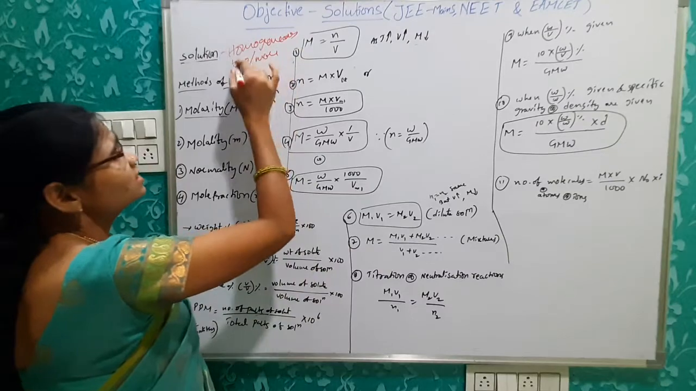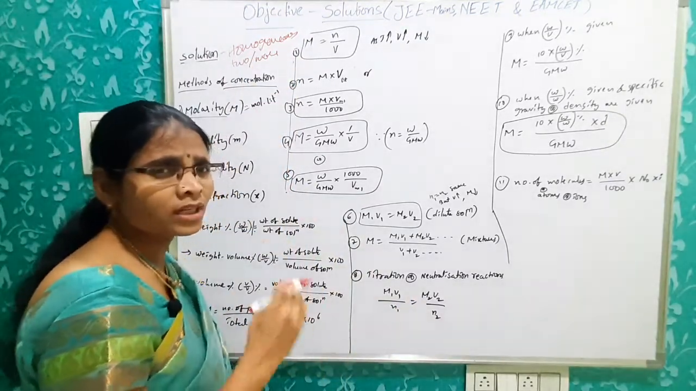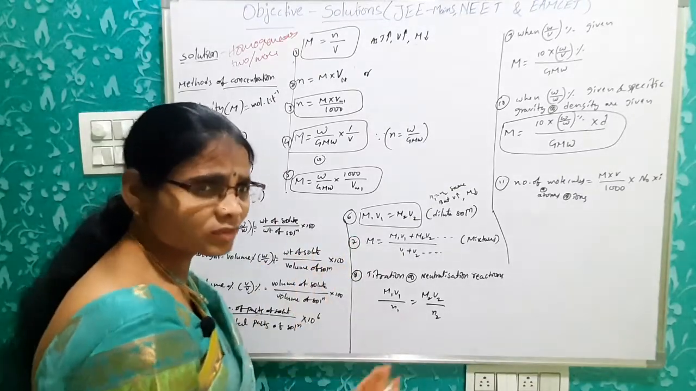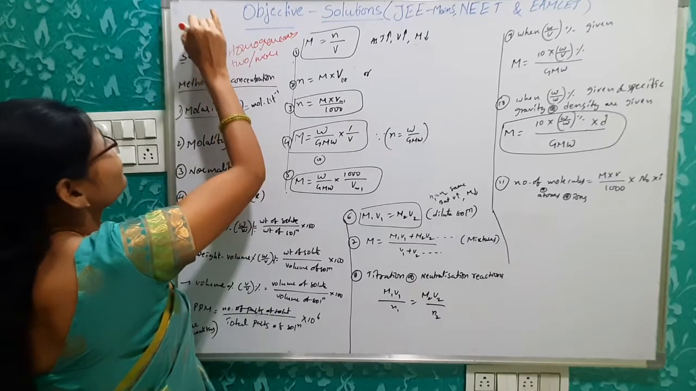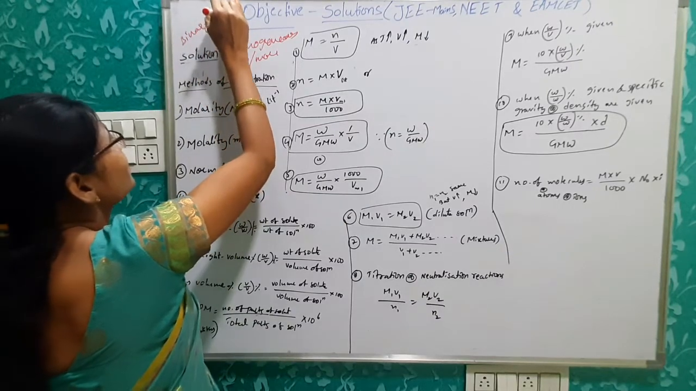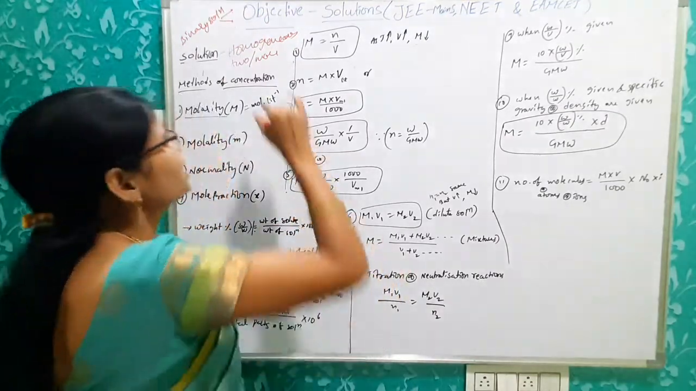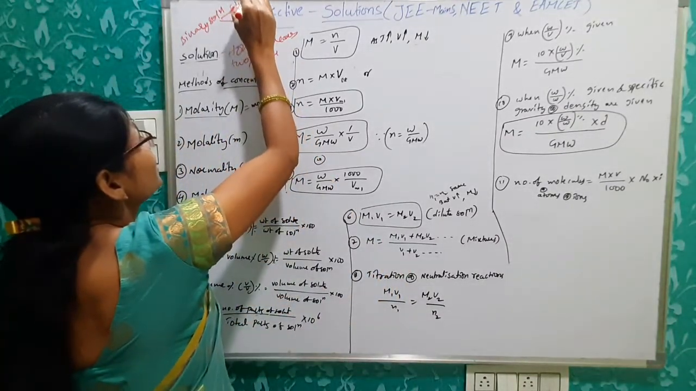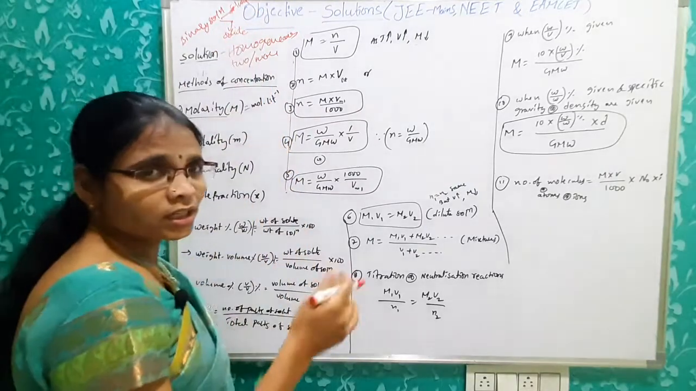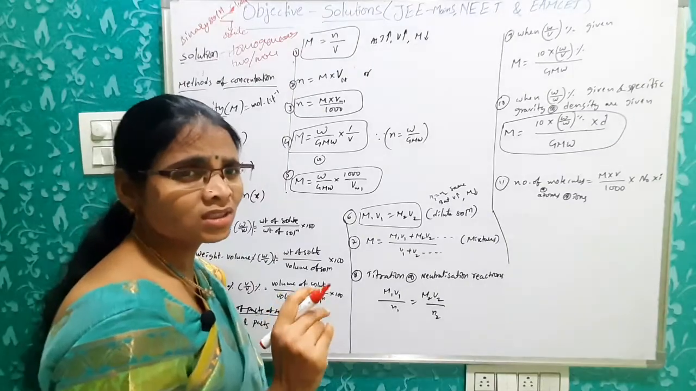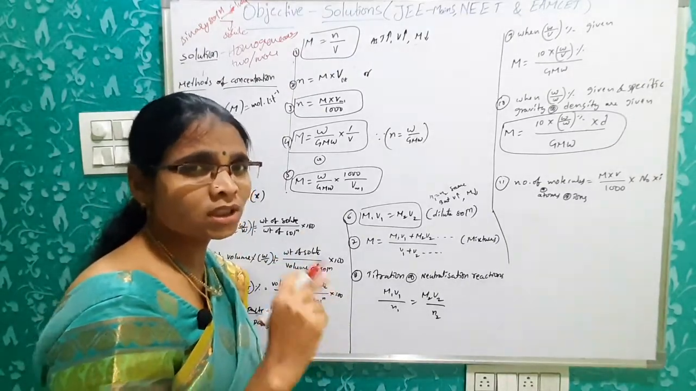Based on the components, solutions are of many types: binary solutions, ternary solutions. Binary means two, so binary solutions have two components. The component present in large quantity is the solvent, and the one in less quantity is the solute. Suppose you take salt water. In salt water, salt is in small quantity, so that is the solute. Water is in large quantity, so that is the solvent.